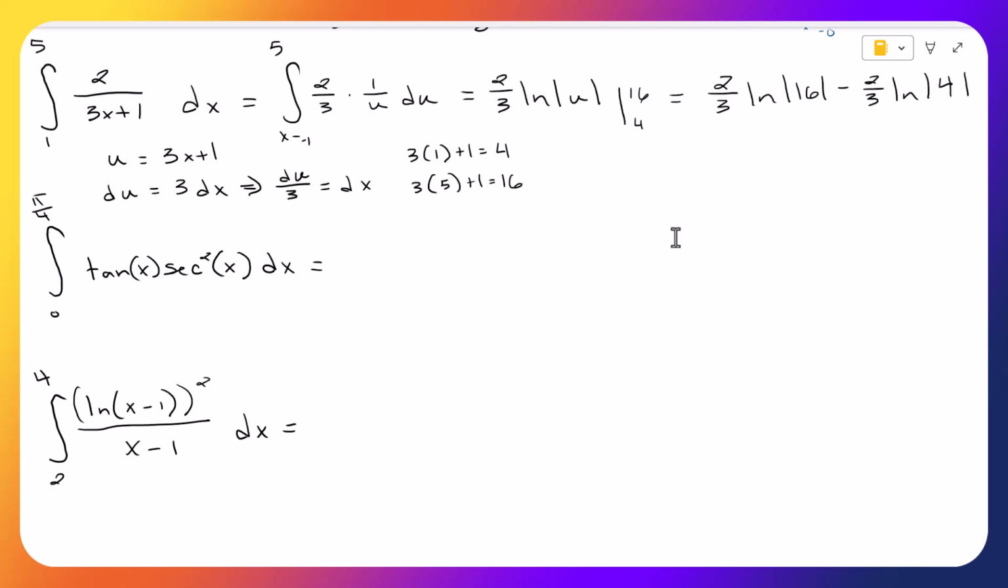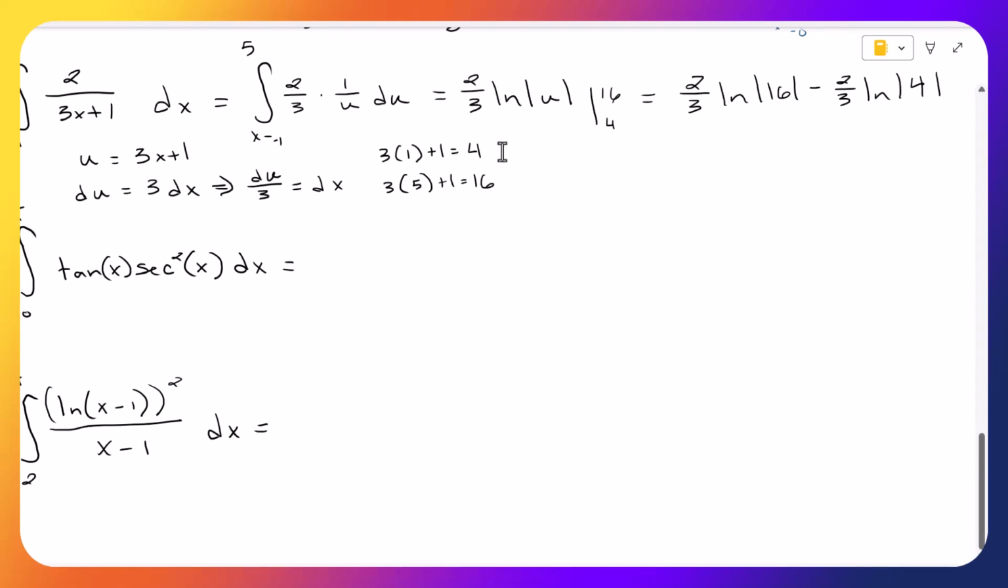Okay, so for our first one, I already talked us through this first part here. Then I integrated. This is just 2/3 times 1 over u. The antiderivative of 1 over u is the natural log of the absolute value of u. And then I changed my bounds of integration by substituting these x values into our u function. 3 times 1 plus 1 is 4. 3 times 5 plus 1 is 16. So we're integrating from 4 to 16.